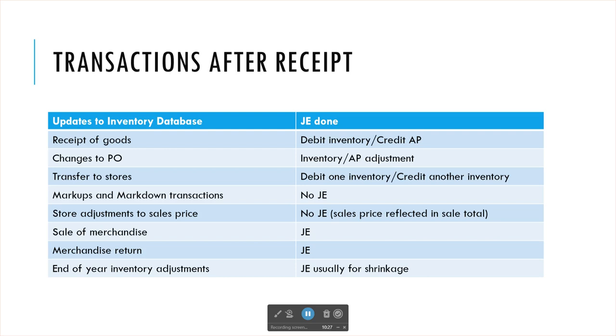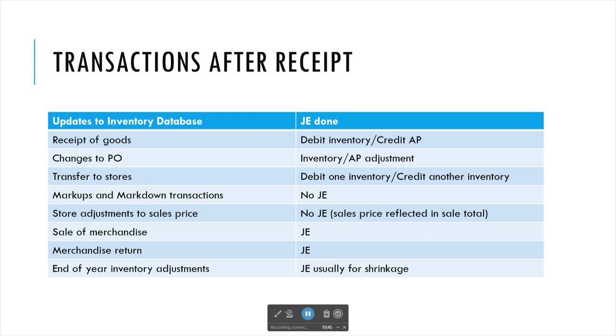Now, the stores can also make adjustments to selling price. However, these adjustments are not reflected in the general database. These are generally authorizations a store manager might make because, oh, there's a tear in that merchandise, or there's a stain on that merchandise, or something like that.